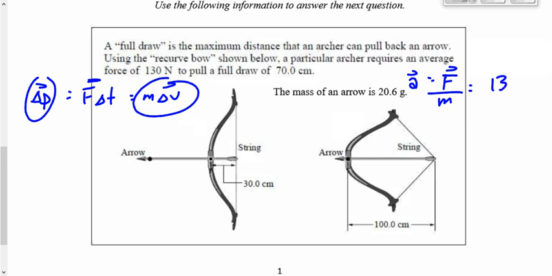What is the force? 130 newtons divided by the mass, which is 20.6 grams, or 0.0206 kilograms. We divided that by 1,000. Now, I didn't do it that way, so I don't have the acceleration. What'd you get?